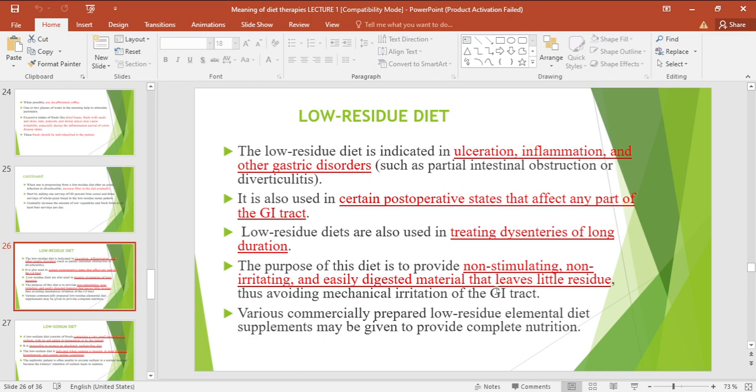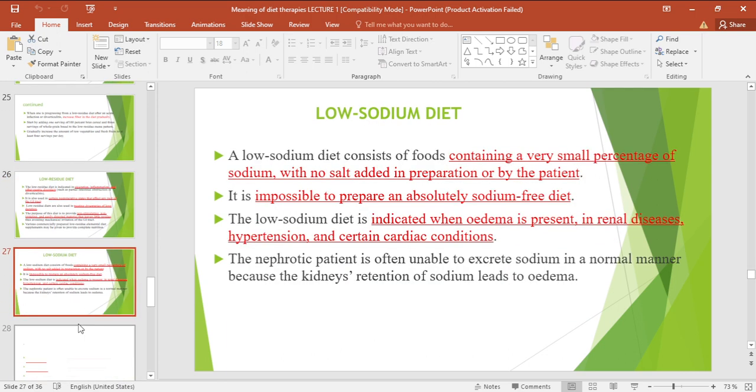A lot of fiber will cause irritation and agitation of the GIT. So in case a patient has a problem with their GIT, then you have to make sure that you reduce the dietary fiber. So you recommend a low residue diet. We have some commercially prepared low residue elemental diets, supplements that may also be given to provide complete nutrition.